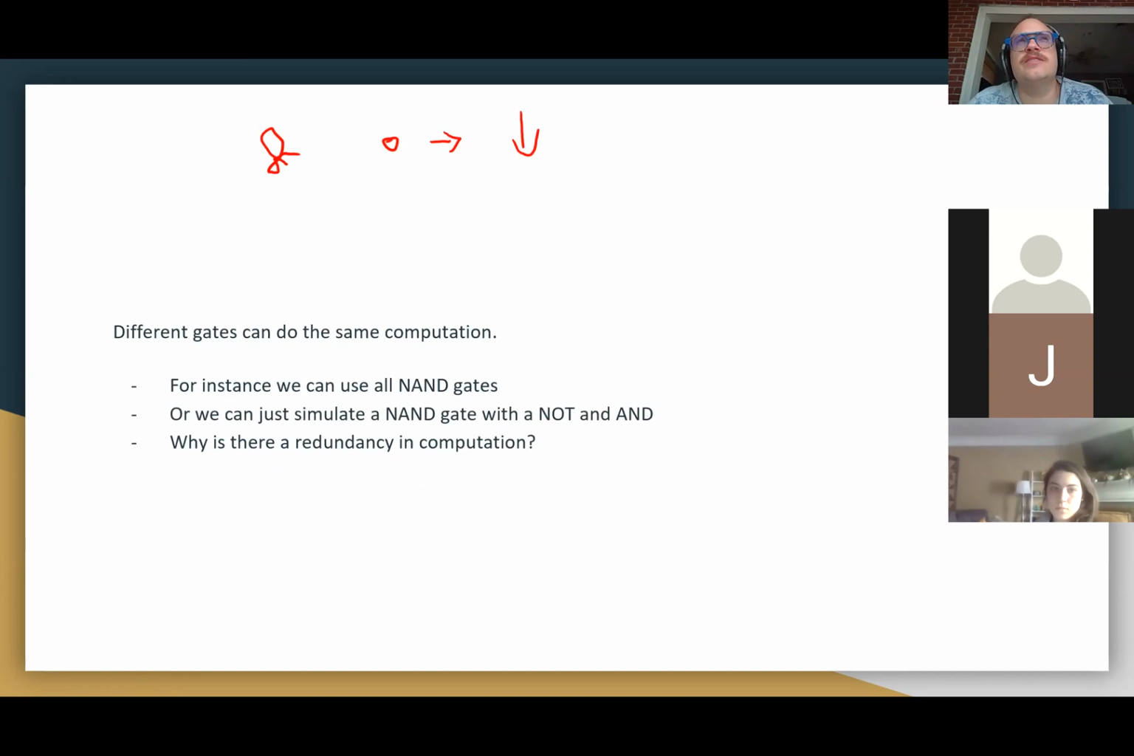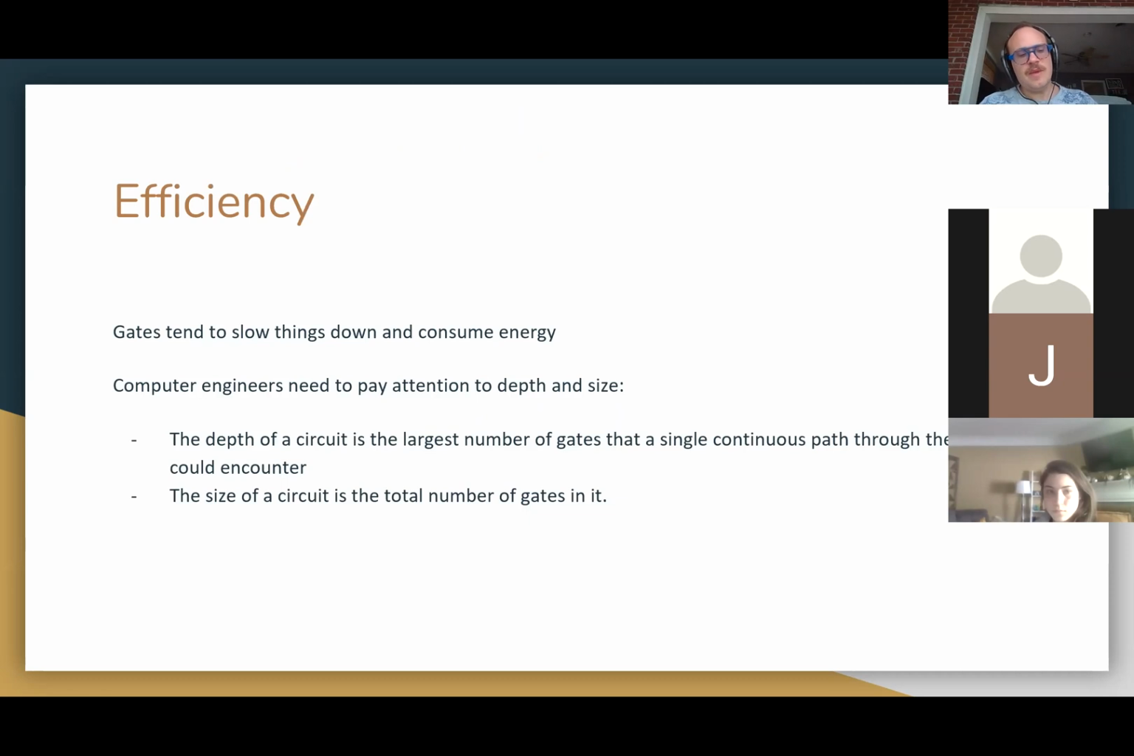So the reason there are these different gates is because they're easier to use. Not all gates are made the same. NAND gates can perform all the other gates' functions if you string them together. So there are these different considerations based off non-logic functioning facts about the gates. But just in general, as far as efficiency goes, the more gates you have, the slower things tend to go and the more energy consumed.